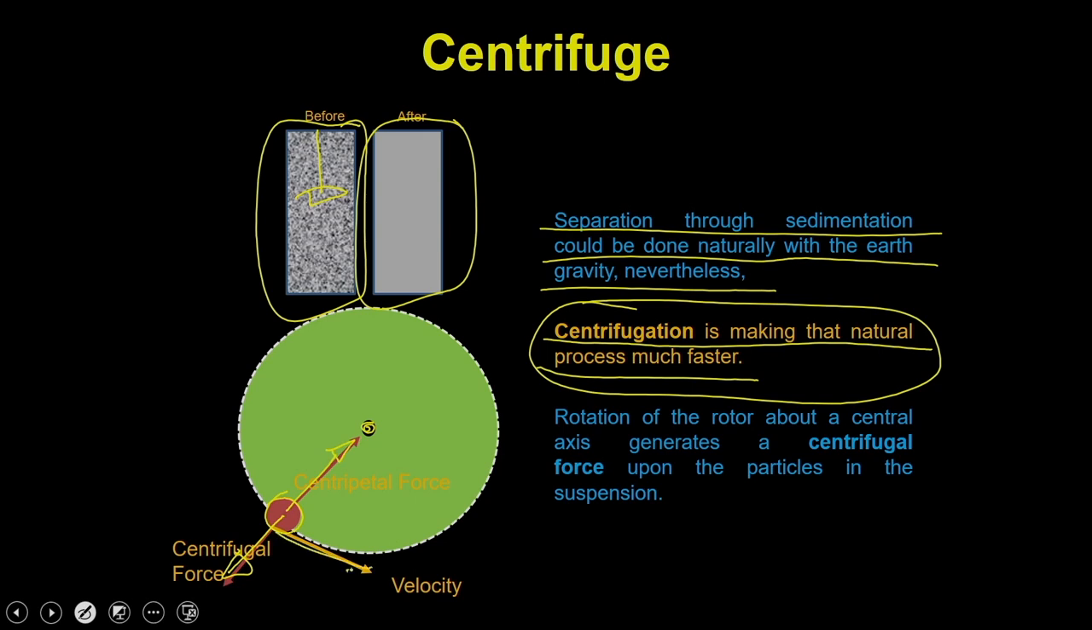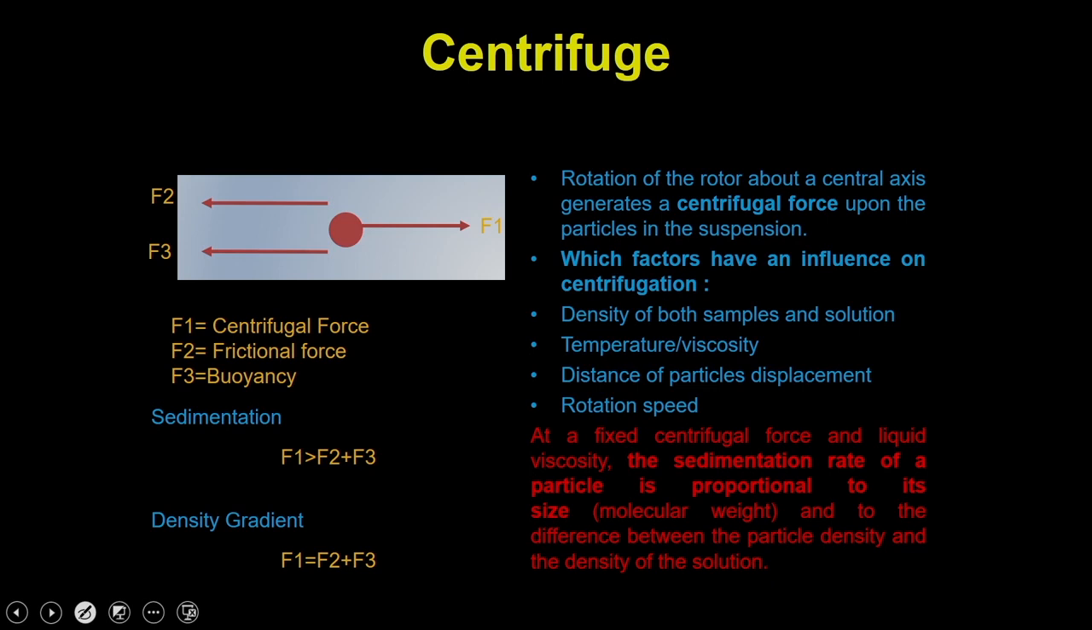If you are running it at this particular velocity, because of the centrifugal force the object will move away from the axis. You are keeping this object in a tube connected to the axis, so because of the centrifugal force the object will run away from the axis. In this process, it experiences the centrifugal force on this side, whereas it experiences frictional forces on the opposite side, as well as the buoyant forces.